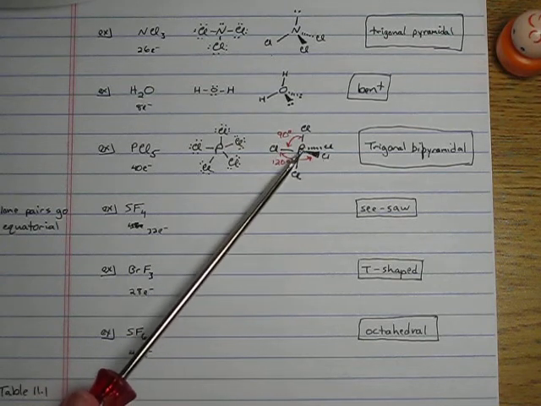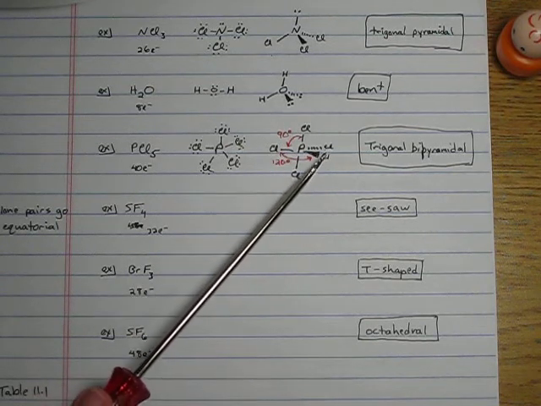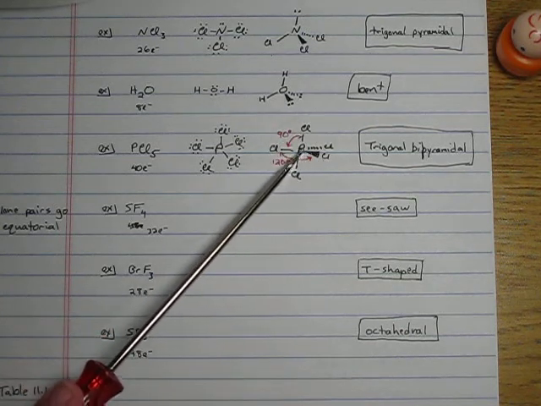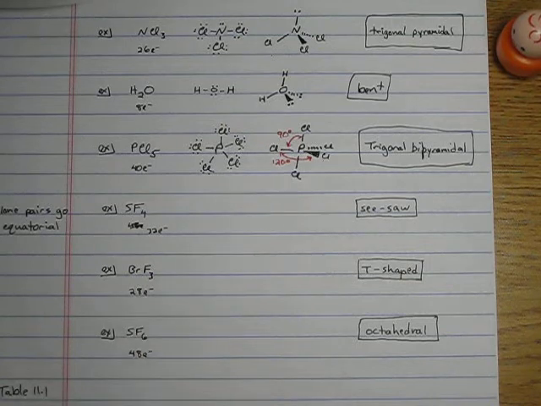So what you have here, essentially, is a trigonal planar group. The phosphorus and these 3 chlorines are trigonal planar, and then these 2 chlorines are perpendicular to that, one up here, one down there. And we call that trigonal bipyramidal.